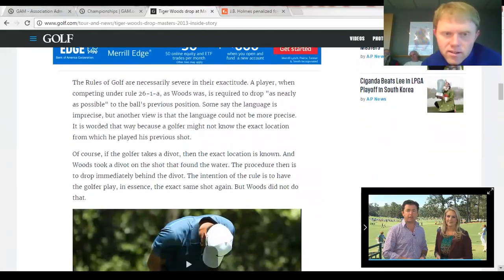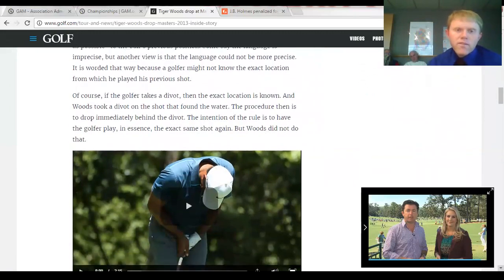The rules of golf are necessarily severe in their exactitude. A player, when competing under Rule 26-1A, as Woods was, is required to drop as nearly as possible to the ball's previous position. Some say the language is imprecise, but another view is that the language could not be more precise. It is worded that way because a golfer might not know the exact location from which he played his previous shot. Of course, if the golfer takes a divot, then the exact location is known, and Woods took a divot on that shot that found water. The procedure then is to drop immediately behind the divot. The intention of the rule is to have the golfer play, in essence, this exact same shot again. But Woods did not do this.